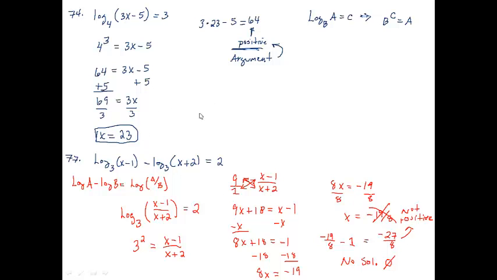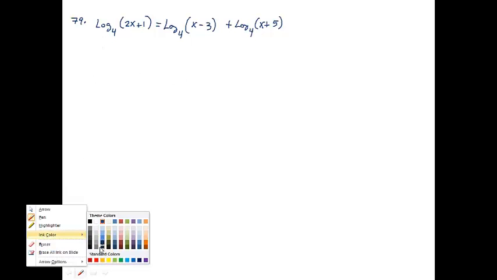Okay, one more to work on. Number 79. So we have log base 4 of 2x plus 1 equals log base 4 of x minus 3 plus log base 4 of x plus 5. Okay, so like before, we need to have a single log on the left side, and now notice that we also have a log on the right side.